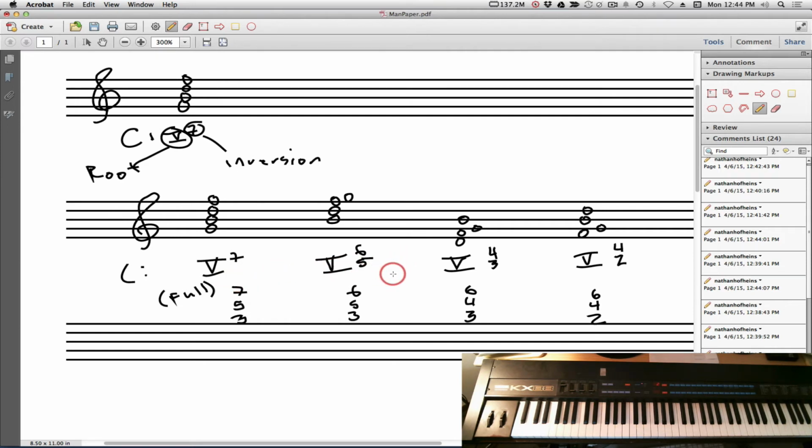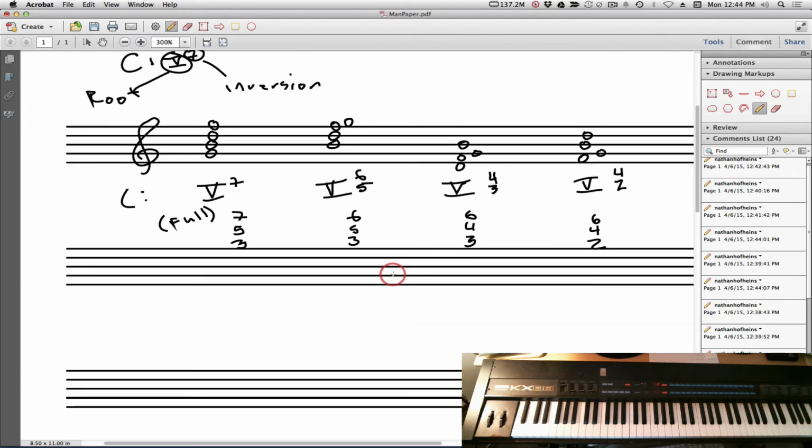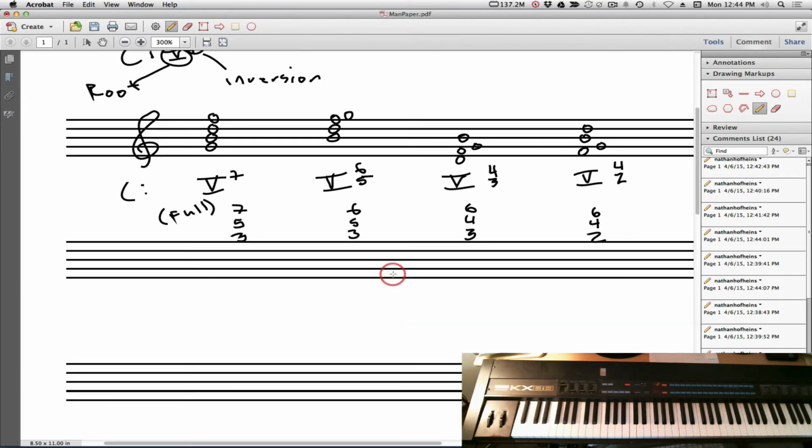Okay, so let's just try one really quick in a different key. I'm going to give you one, and then we'll just identify it. So I'm going to do it in bass clef here. And let's put it in the key of 2 sharps. C sharp, E, G, A. Okay, so here's our chord.